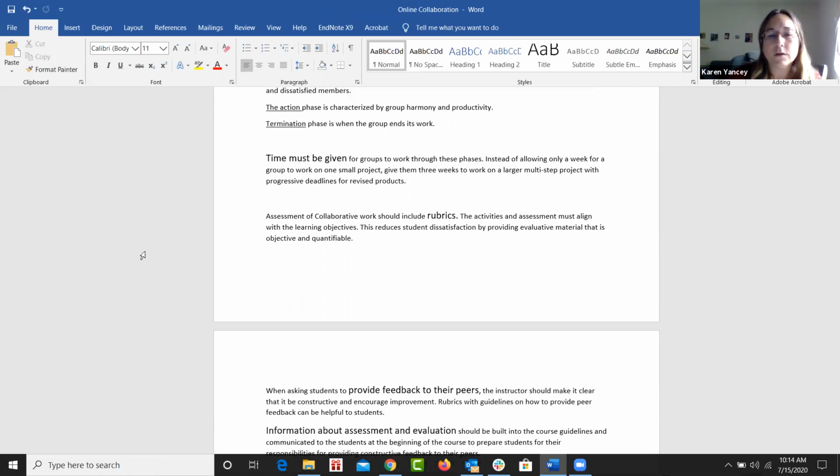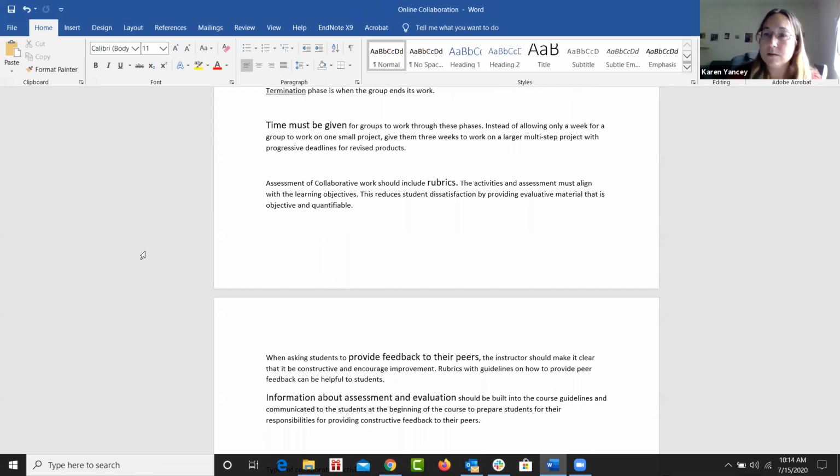The assessment of collaborative work should be done with rubrics. Activities and assessment need to align with learning objectives. It makes it clear why the students are doing these activities if they are aligned with a learning objective. And it reduces student dissatisfaction of grades if there's evaluative material like a rubric that clearly states the conditions at which they will be graded, that it's objective and quantifiable. So students know what they're going to be graded on.